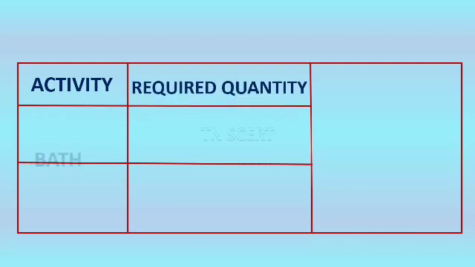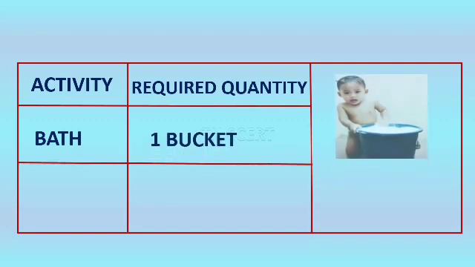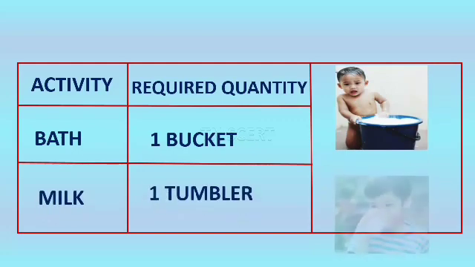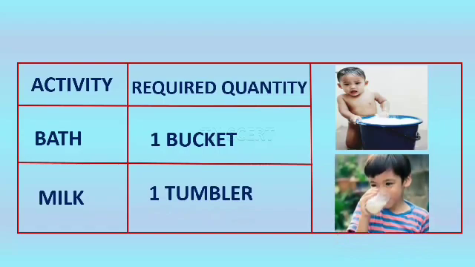List out the measures used at your home for the following activities. Activity: required quantity. Water used to take a bath by you, 1 bucket. Milk you drink every morning, 1 tumbler. These measures cannot be accurate if we use non-standard measures.